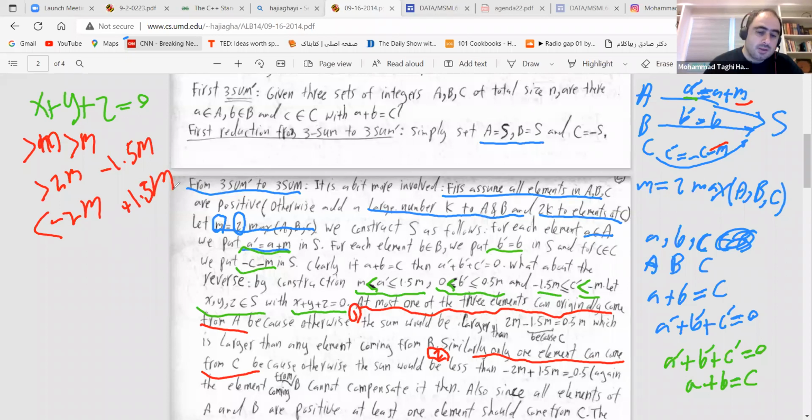Good. So far it is good. So it means that we can have at most one element from A and one element from C. Of course, if we have exactly one element from A and one element from C, then the third one should come from B, and then we are fine. Then we have this A plus B equal to C thing. The only question is what about if this does not happen?